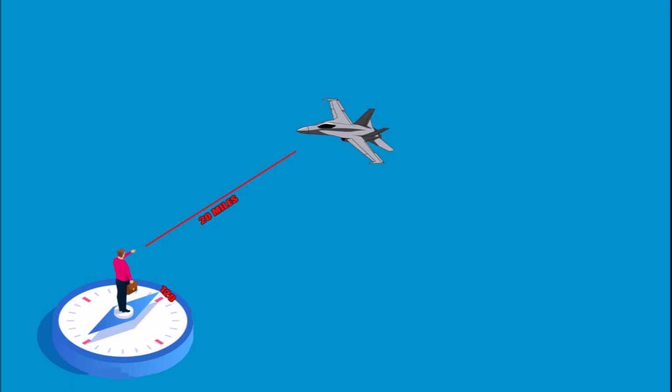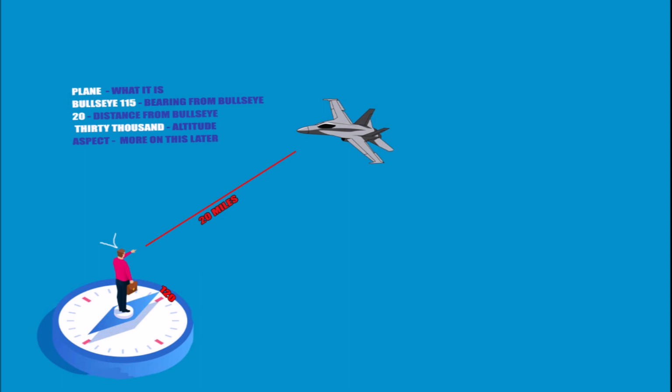at something. In this case, we're pointing at that plane 20 miles away, and we're pointing a heading of 120. So then in this case, the bullseye call would sound like this. Plane, bullseye 115, 20, 30,000. So let's break that down. Plane is what it is.